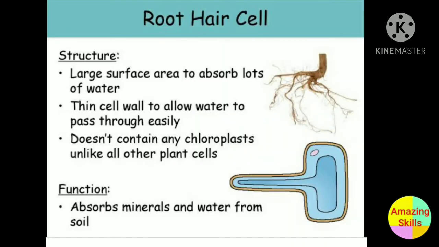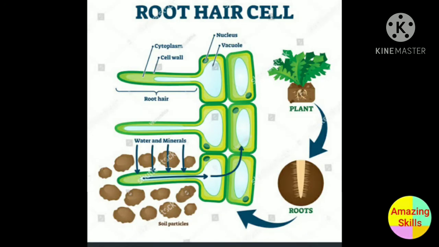Children, let us see about the root hair cell structure. It has a large surface area to absorb lots of water. It has a thin cell wall to allow water to pass through easily. It does not contain any chloroplast, unlike other plant cells. Next, function. It absorbs minerals and water from the soil. Children, in this picture you can clearly see how water and minerals are absorbed from root hair cells and go to the roots, stem and plant.